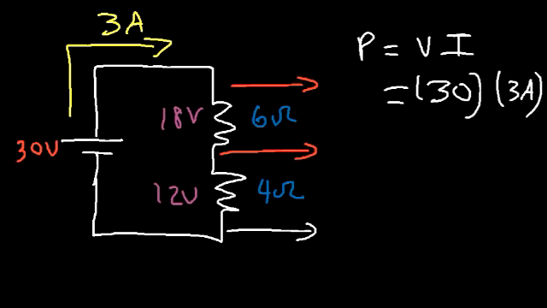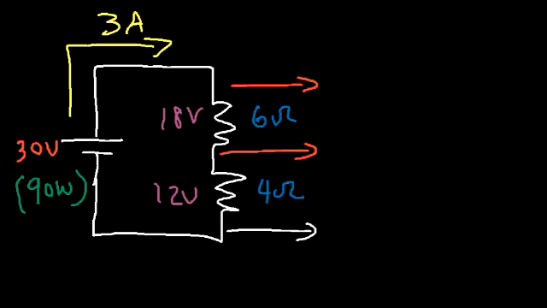So 30 times 3 is 90. So the battery delivers 90 watts of power. Now what about the 6 ohm resistor? How much power does it absorb? Let's use the second form of the equation. P is equal to I squared R. So the current that flows through the 6 ohm resistor is 3 amps.